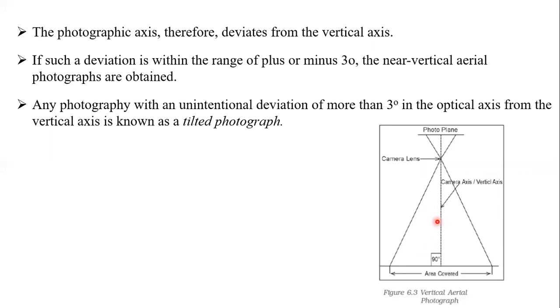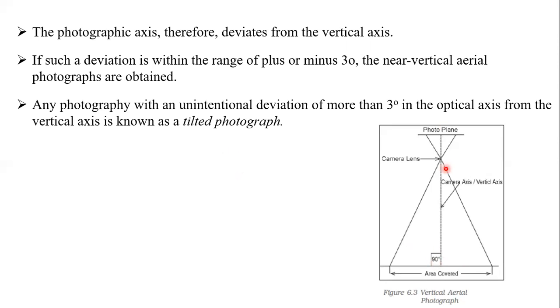If you take an error of more than 3 degrees, that particular photography is called tilted photography. Students, 90 degrees exactly is not possible, but if you have a disturbance within 3 degrees of this 90 degrees, it is acceptable. So we can get near vertical aerial photography here. But if we go beyond the 3 degrees, you will get tilted photographs.